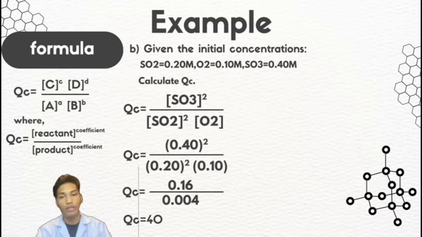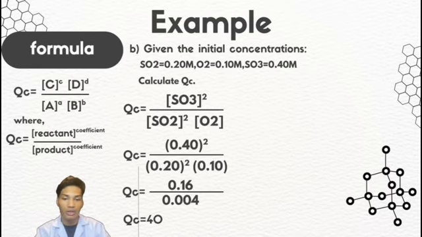We're going to use a formula, which is Qc equals [C]^c times [D]^d divided by [A]^a times [B]^b, where the top is the product and the bottom is the reactant. So if we put in the values, we get 0.40 to the power of 2 divided by 0.20 to the power of 2 times 0.10. After multiplying, we get 0.16 divided by 0.004, and we got 40 for Qc.